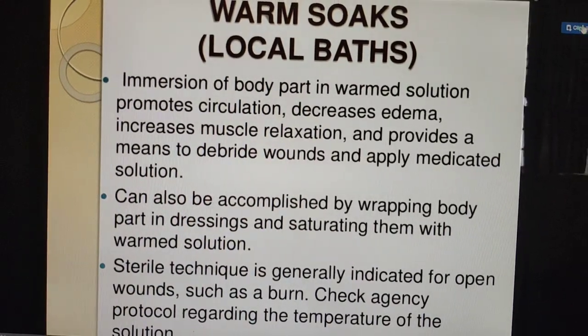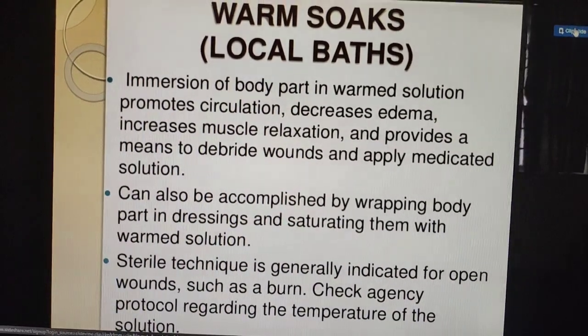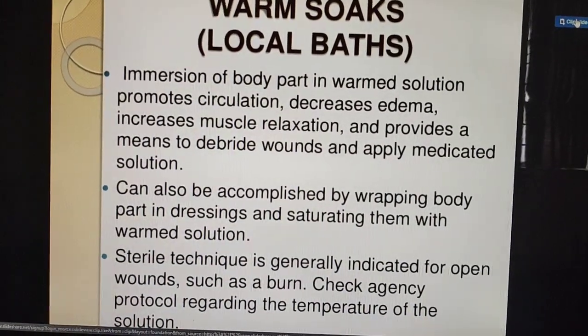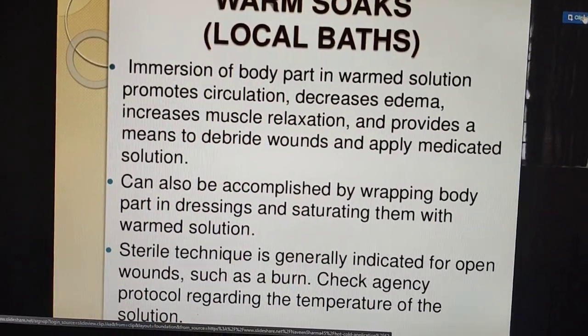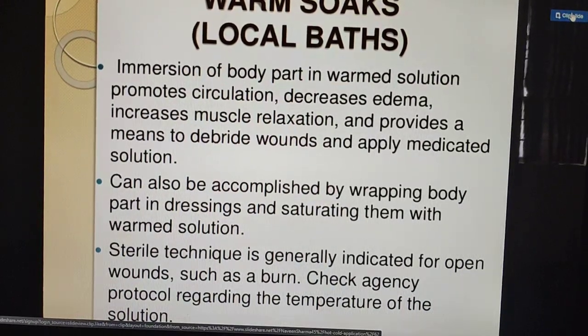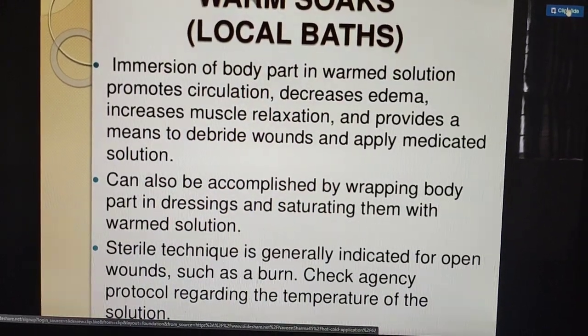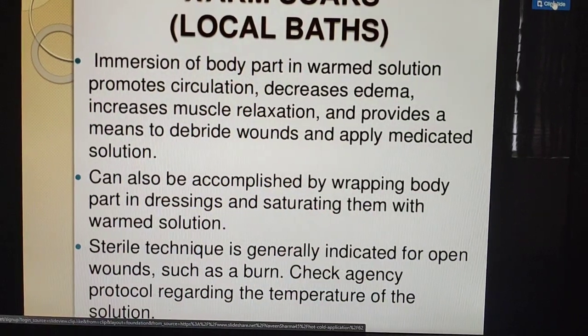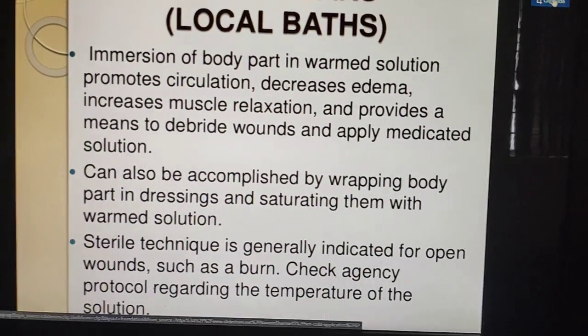Next is warm soaks, or we can simply say local bath. Okay, not a general bath. So what do you mean by this? It is the immersion of the body part in warmed solutions. It promotes circulation, decreases the edema, increases muscle relaxation, and provides the means to debride the wounds.